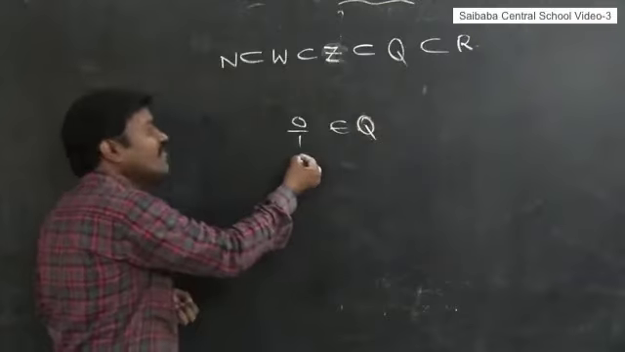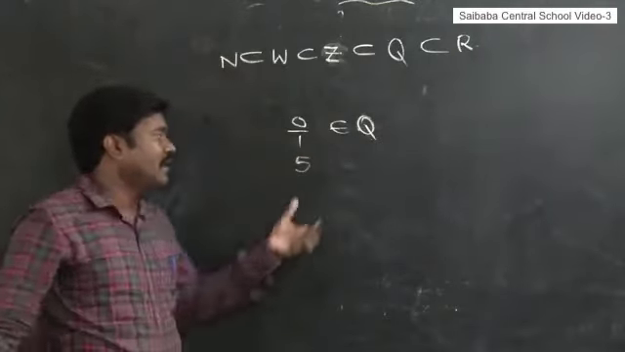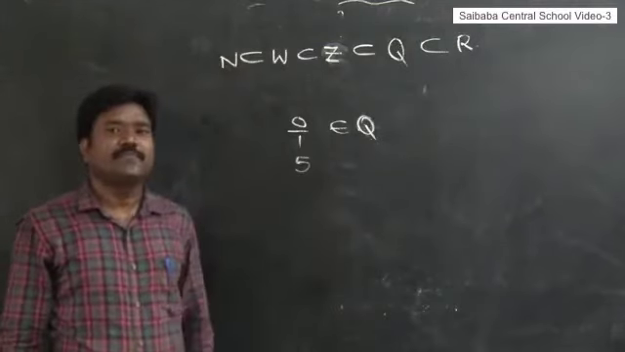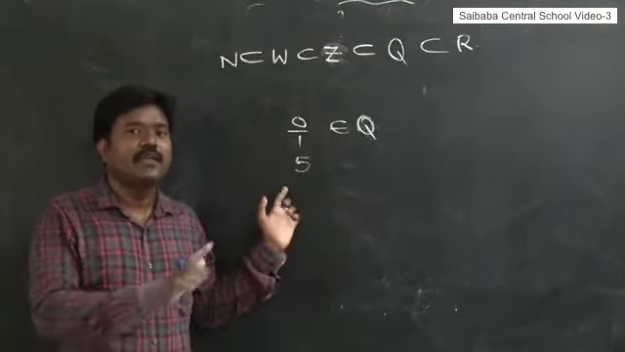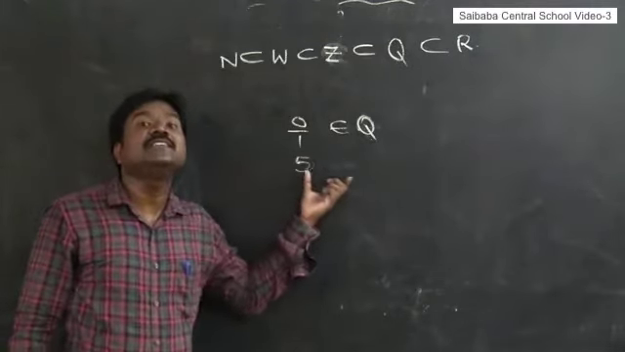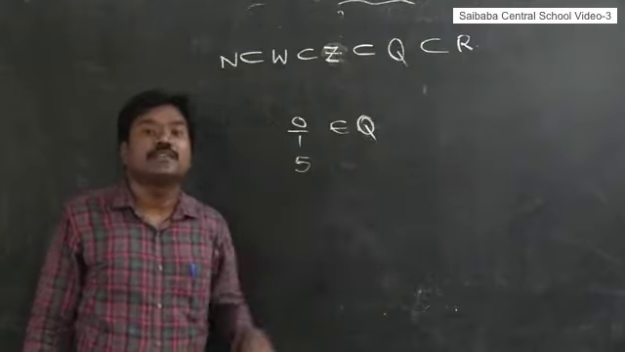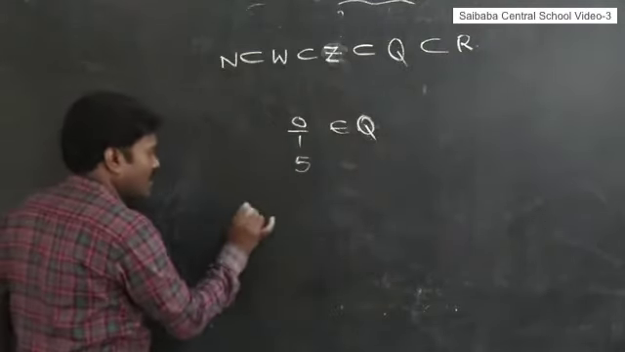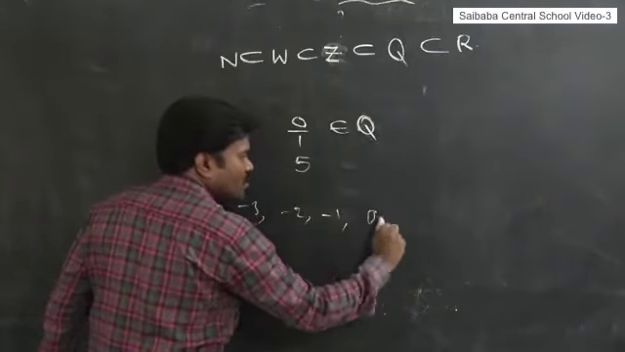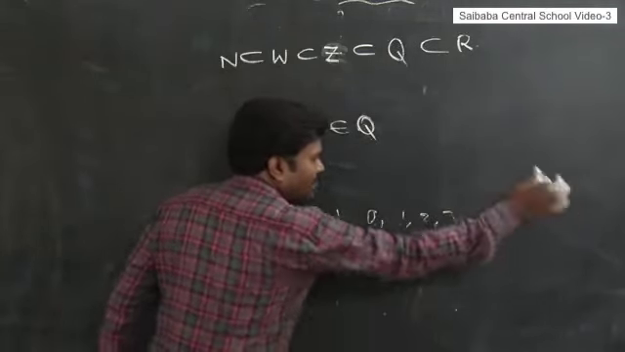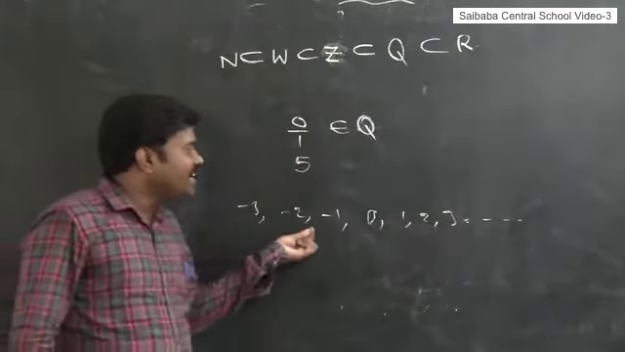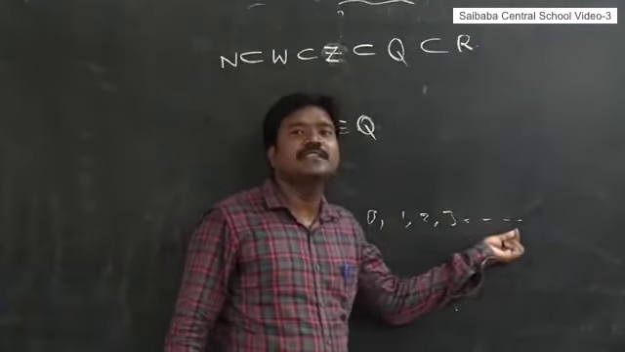Like that, I am taking the number 5. What type of number is 5? Natural number, whole number, integer. Yes, 5 is an integer. Is every integer a rational number or not? I am writing some integers like this: minus 3, minus 2, minus 1, 0, 1, 2, 3. My question is, is every integer a rational number or not?